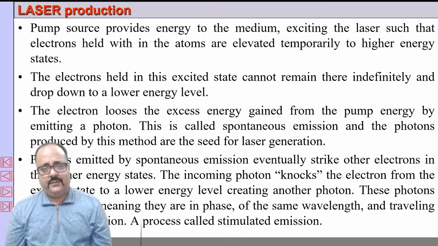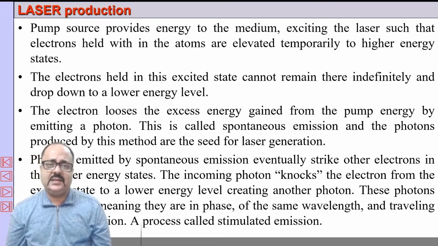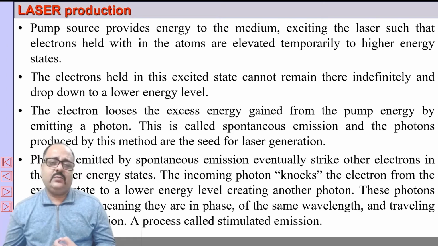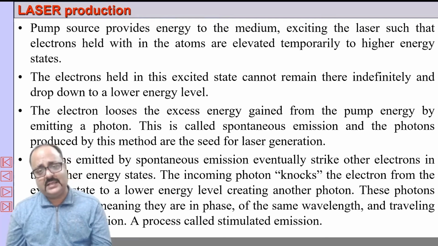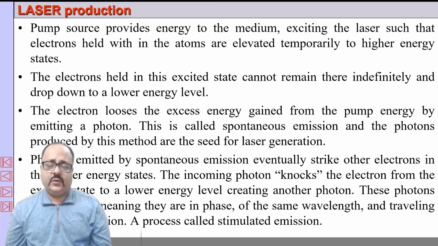So these photons are emitted, and this is called spontaneous emission. Now this photon that is emitted goes around, is reflected, and strikes another laser medium atom. It strikes the electrons from a higher energy level to a lower energy level. So in this case, each photon again strikes another atom and makes the electrons jump to the lower energy level, and as such emits more photons.